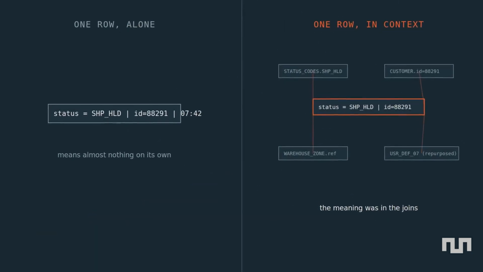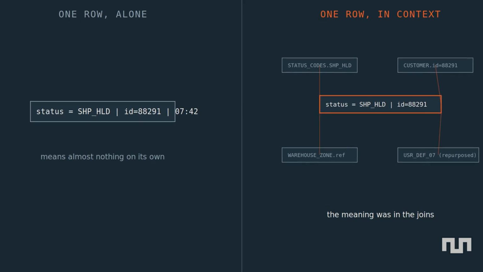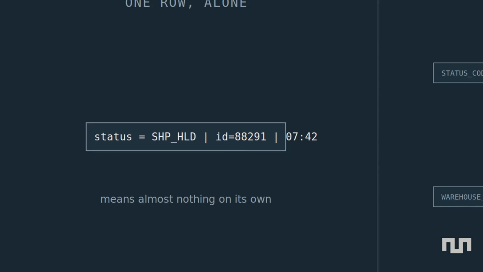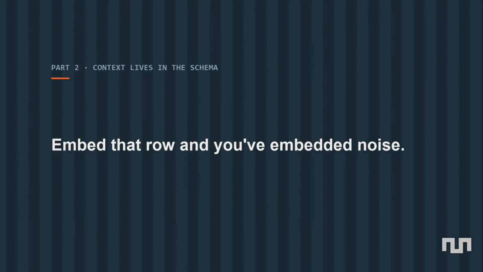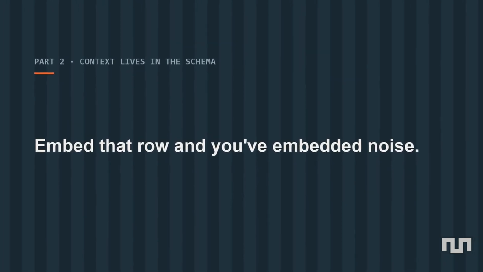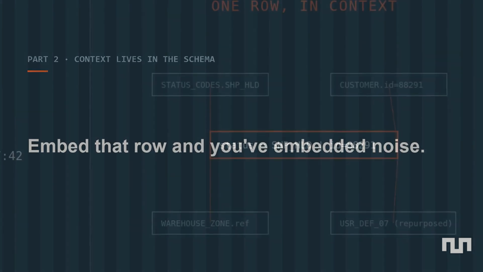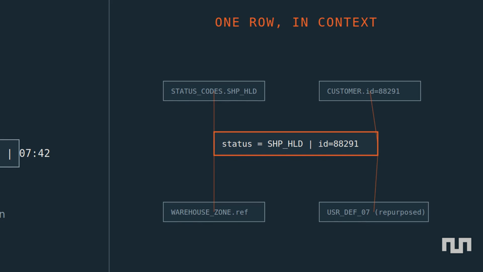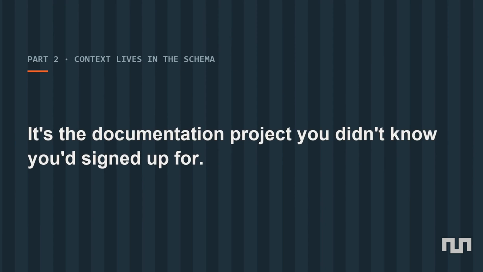Second problem, and this one is invisible until it bites you. When you chunk a document, each chunk carries its own meaning. When you chunk a database row, it carries almost nothing. A row saying status equals SHP_HLD with an ID and a date is meaningless in isolation. Its meaning comes entirely from the schema around it. What table it's in, what it joins to, what that status code means in this specific implementation. Embed that row and you've embedded noise.